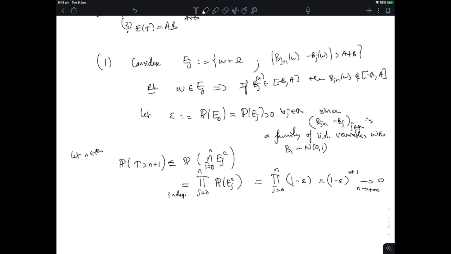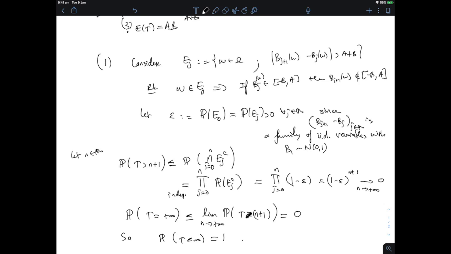Okay, so what do we get? We get that the probability of tau being infinite, well, if tau is infinite, in particular it's greater than n plus 1 for every n plus 1. So this probability has to be smaller than the limit of the probability of tau being greater than n plus 1, because if you're infinite, you're certainly greater than n plus 1 for all n plus 1, and that is 0. So the probability of tau being infinite is 0, therefore the probability of tau being finite is 1. That proves the beginning of part 1, that tau is finite almost surely.